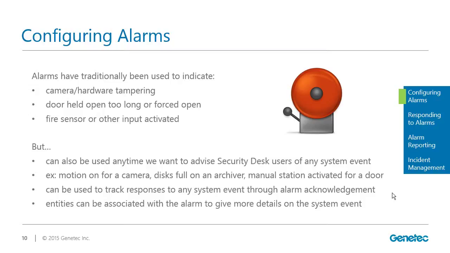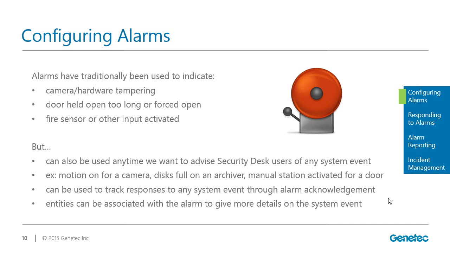Or in the access control case, if we have, for instance, a manual station set up for a door, usually you want the door to be an access point that's using a REX or card access, and the manual station is more for emergency purposes or if something's not working right. So really you want to be notified if somebody pulls that manual station. This is also a good case where we'd use alarms, but not something you traditionally think of.